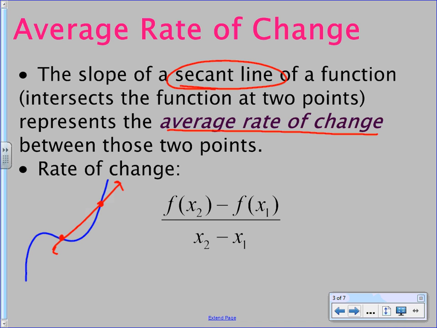You recognize this equation right here, right? All it is is slope, because f of x is always the same thing as y, right? y2 minus y1 over x2 minus x1. So average rate of change still just means slope, but we're just finding it of the secant line.